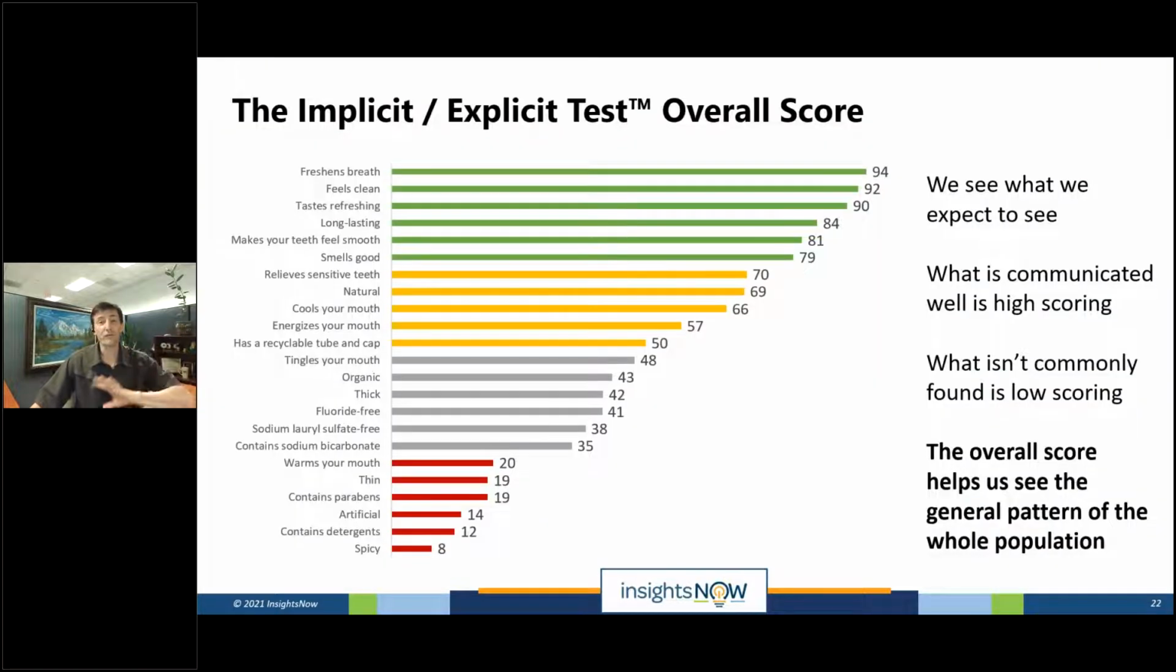Overall, if we look at the overall score, that 0 to 100 point score, you're going to see those things that you expect to see. You should expect to see fresh breath, feels clean, tastes refreshing, long lasting. All these are getting scores above a 75. Those are good indicators that the population as a whole connects very well, intuitively, positively. These are things they expect from their toothpaste during that nightly routine. And things on the bottom end are just the opposite, right? They don't expect artificial, they don't expect detergents, they don't expect it to be spicy, they don't want that association to be there. So the overall score is really good because it helps us see patterns for the whole population.